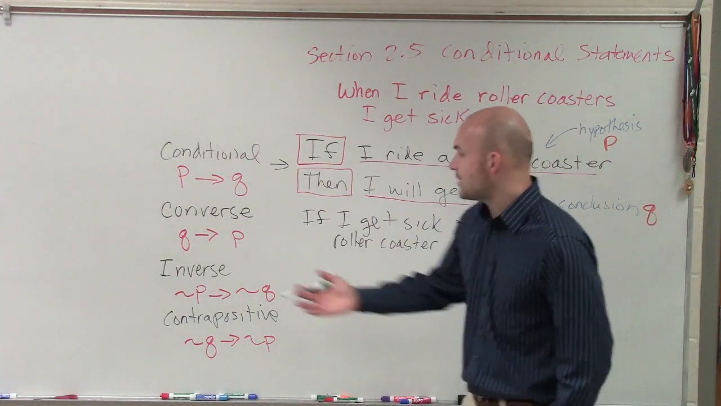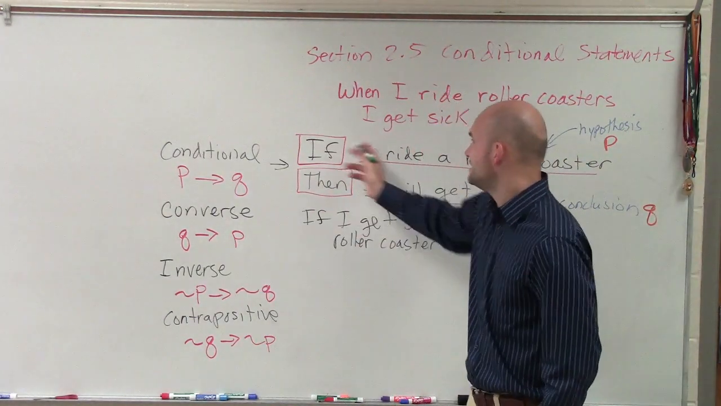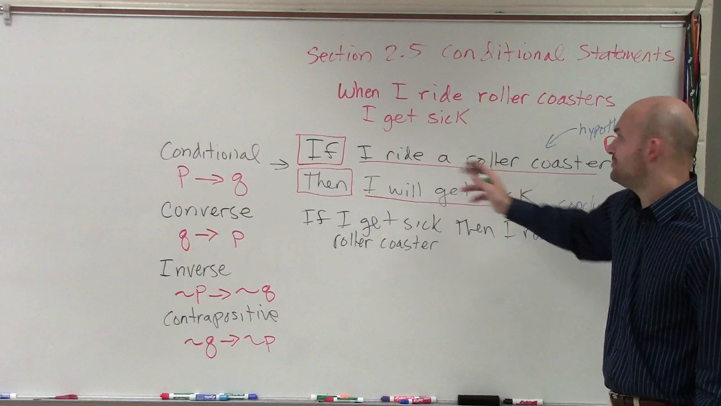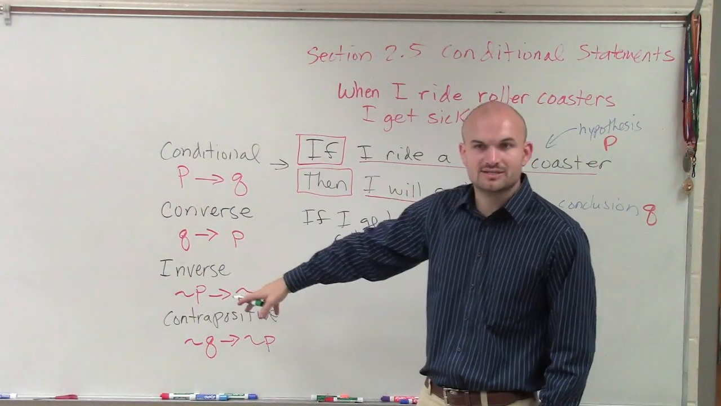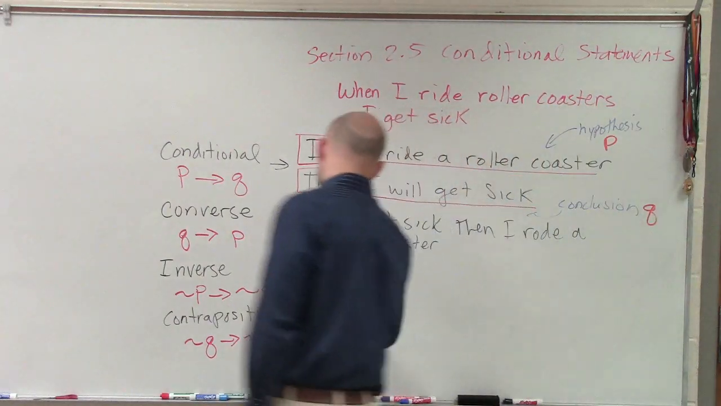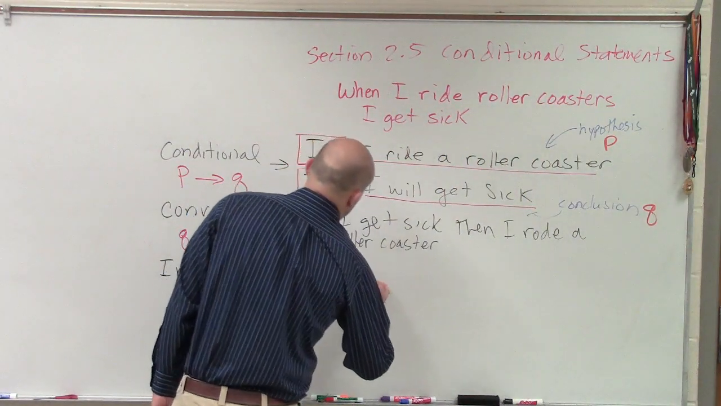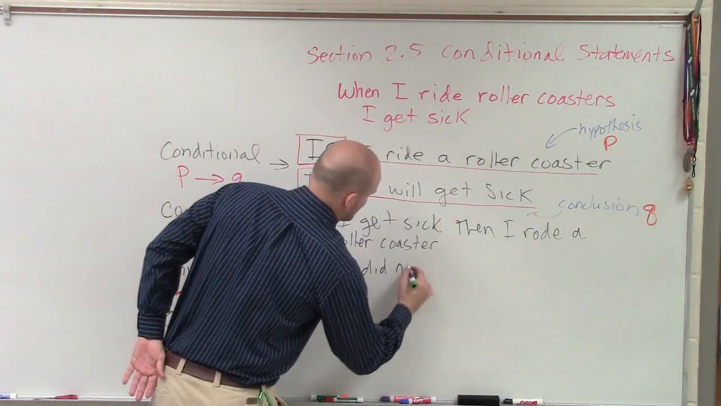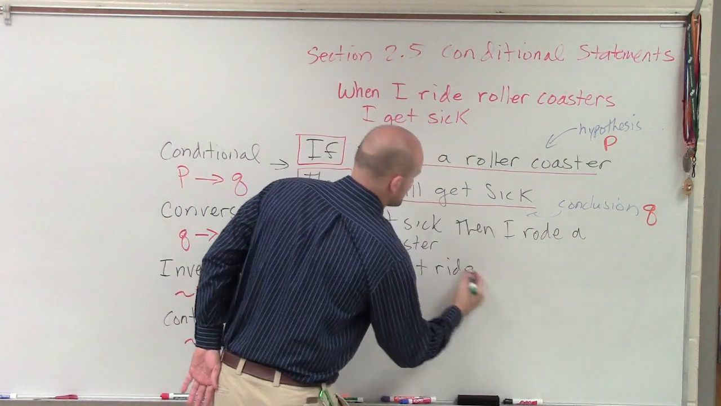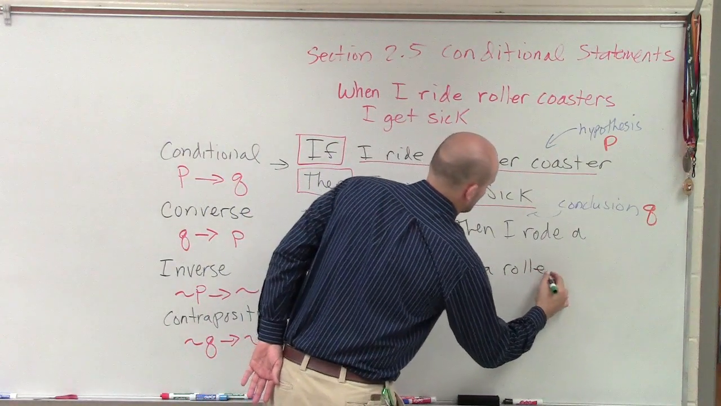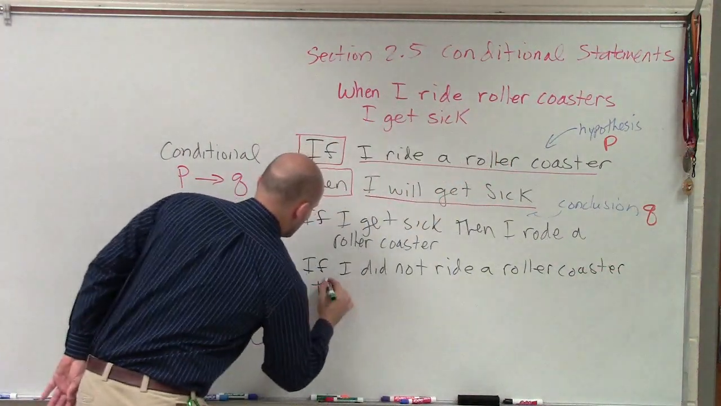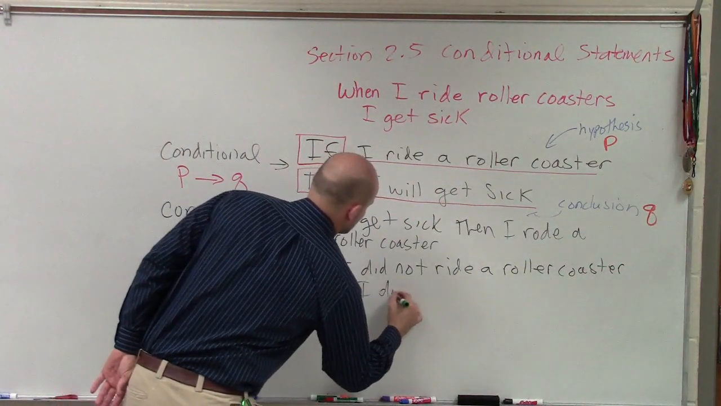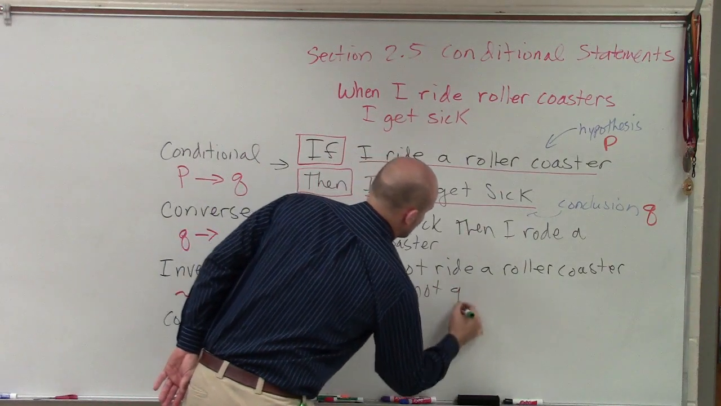The inverse is now we're going to have to negate these. So I have to negate. So negating P is, remember, I did not ride a roller coaster. And negating Q is, I did not get sick. So if I did not ride a roller coaster, then I did not get sick.